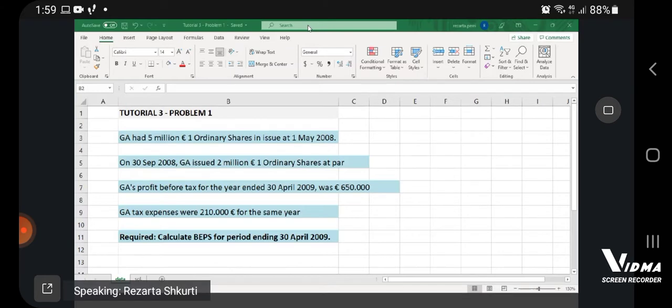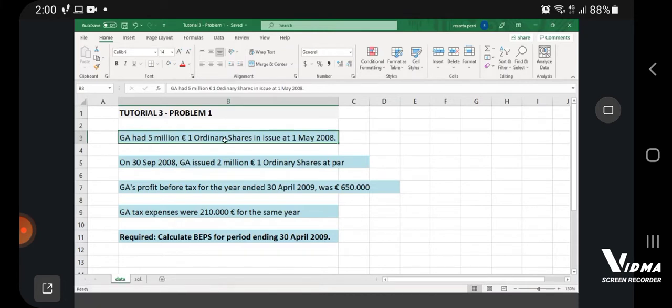Remember that earnings per share is the ratio between the earnings attributable or available to the common shareholders divided by the number of shares, where the number of shares should be a weighted average that reflects the amount of time that each class of shares has been in issue or outstanding during the year. So we have the case of this company that starts with 5 million euro ordinary shares, each with a par value of 1 euro, in issue at 1st of May 2008.